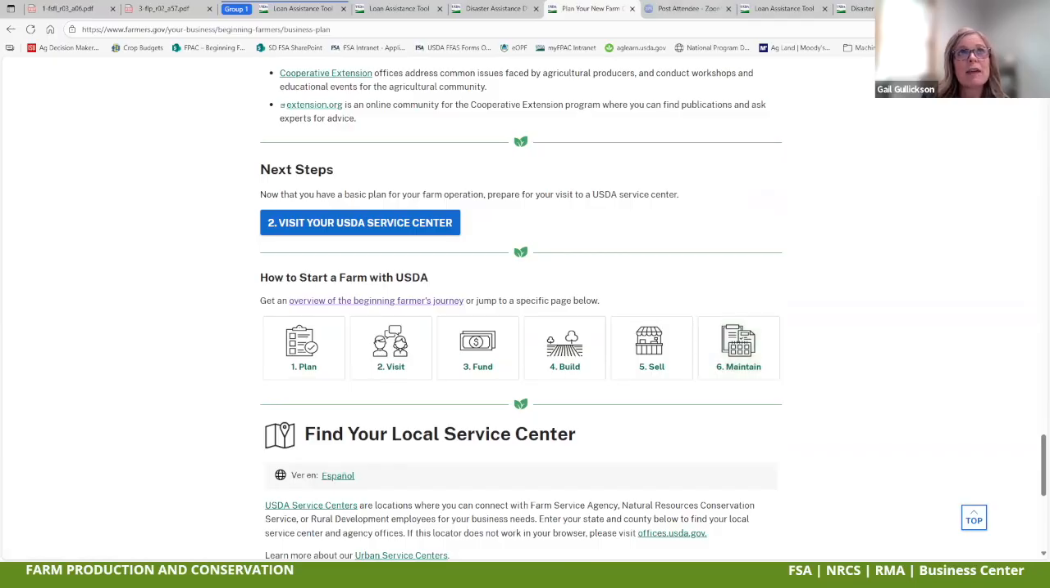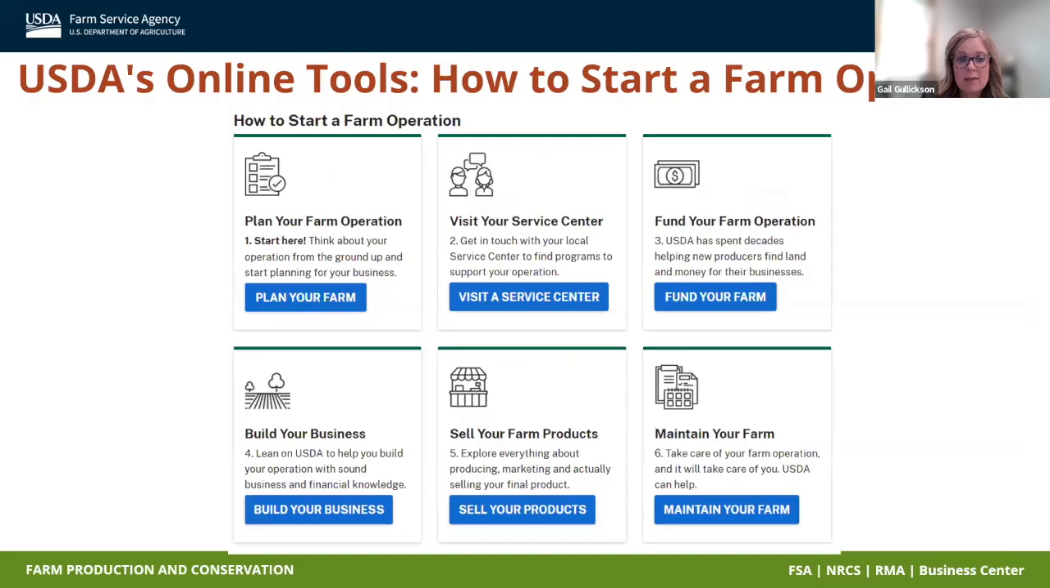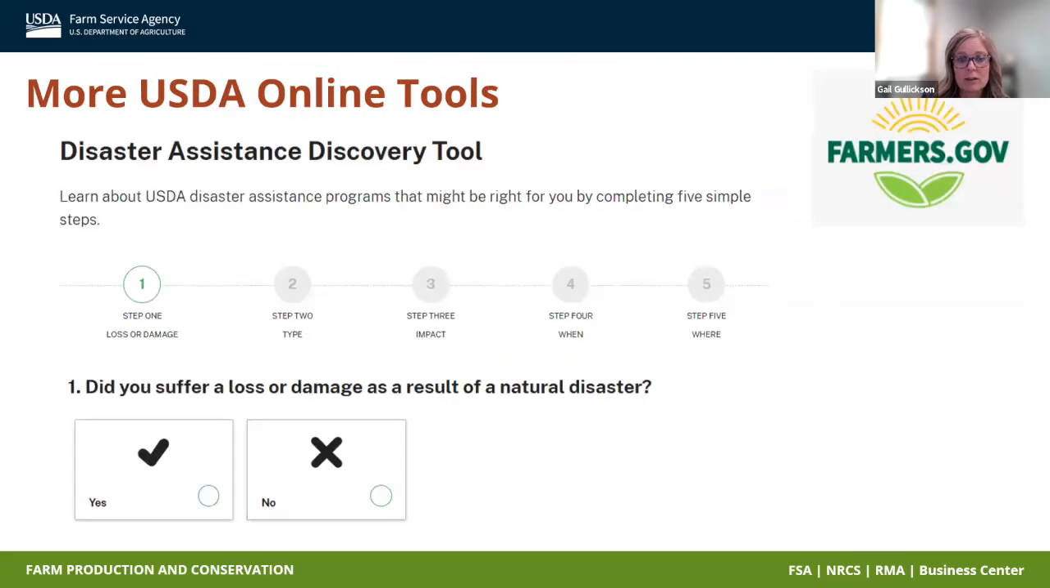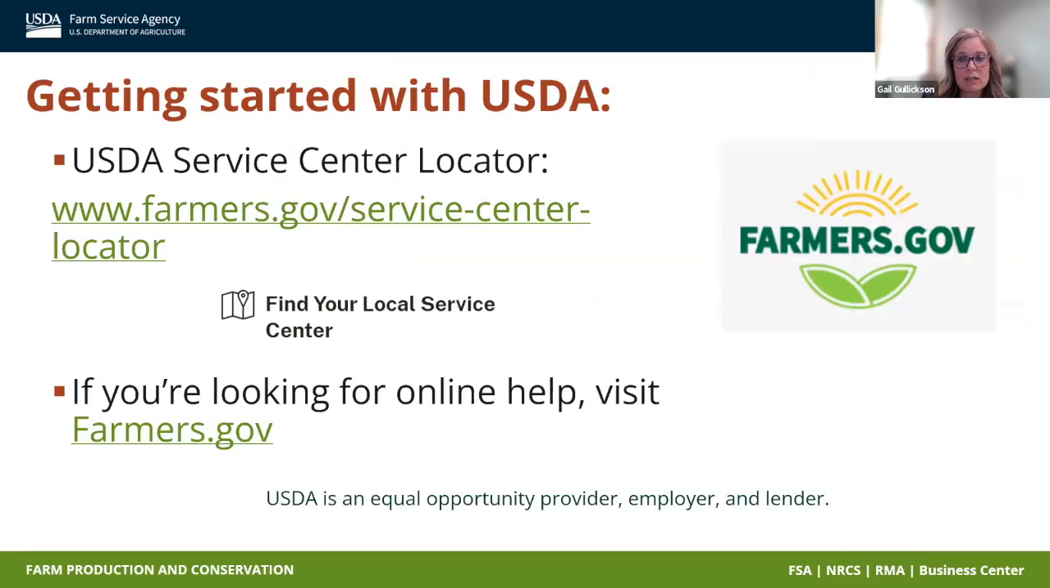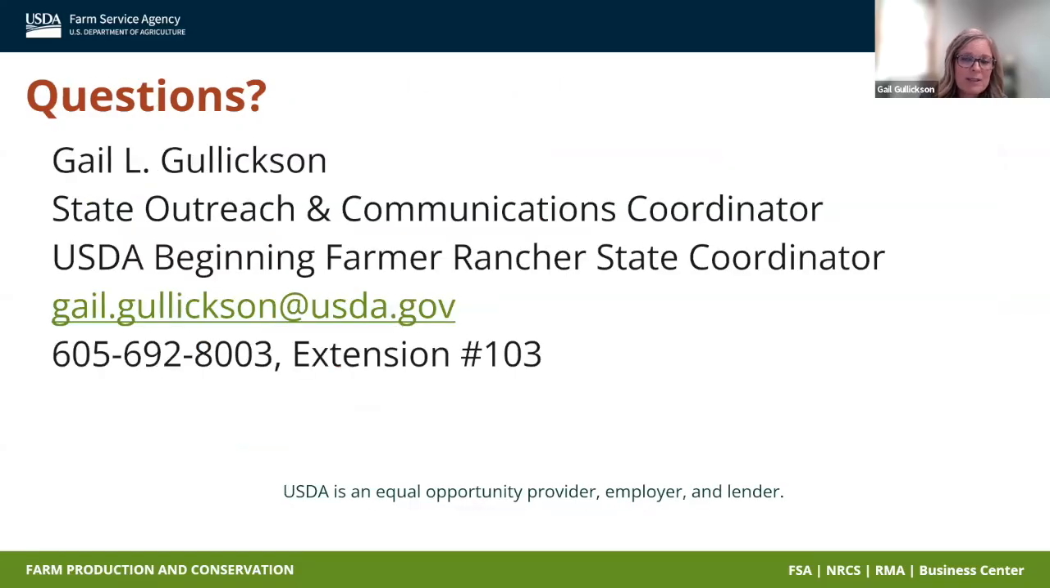Okay, so I want to show you that, and let me get that out of the way. I already clicked on the discovery tool, so we already did that one. Last few things there. If you want to get started, or if you're looking for online help or where to find a local service center, you can go to farmers.gov and use the locator, or guess what? You can always reach out to me.